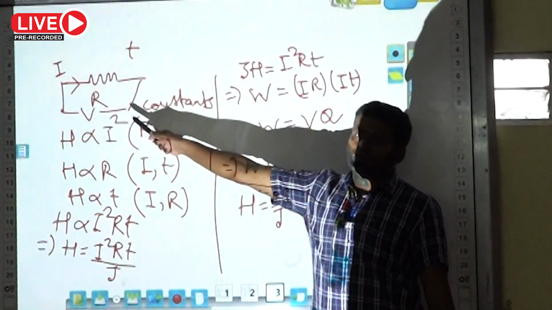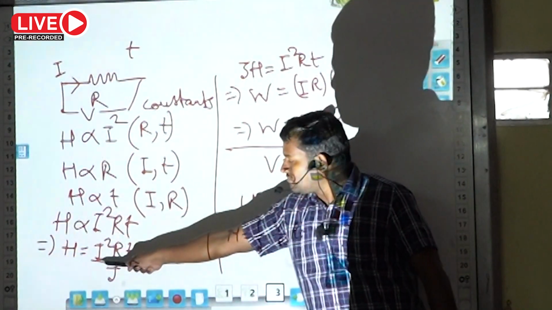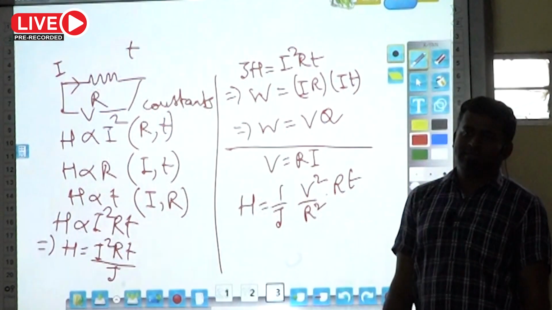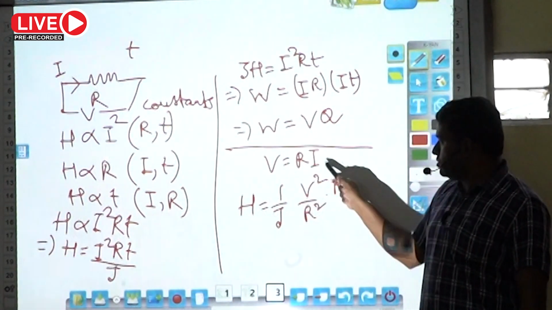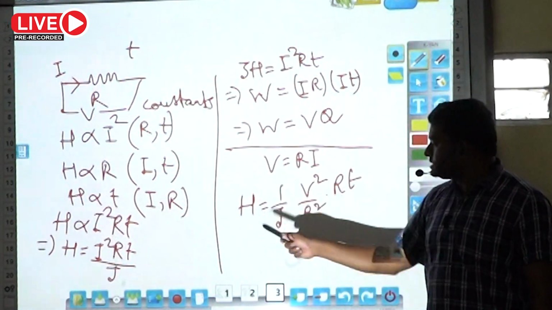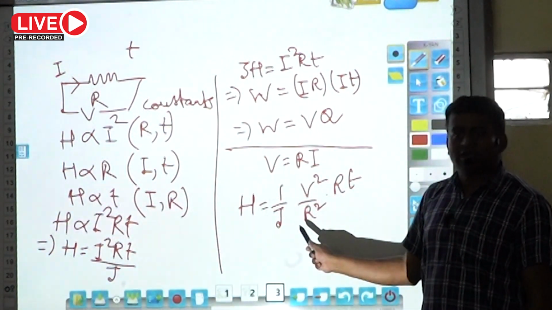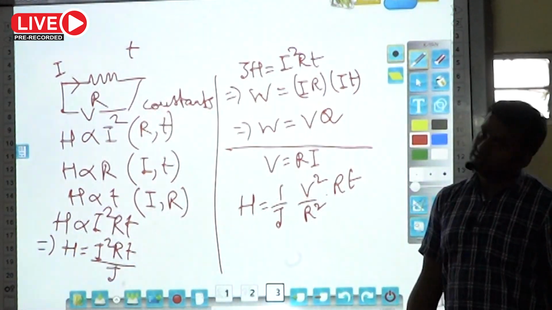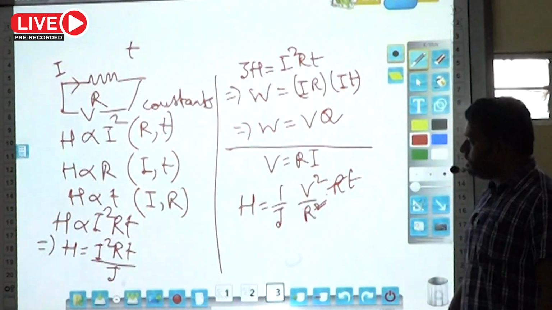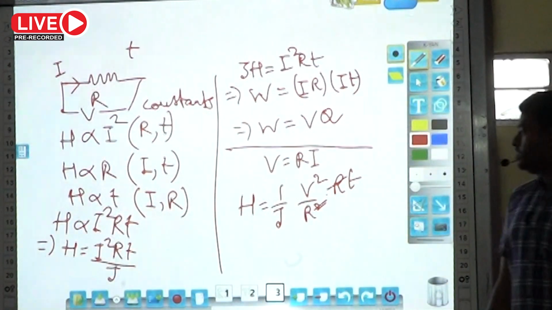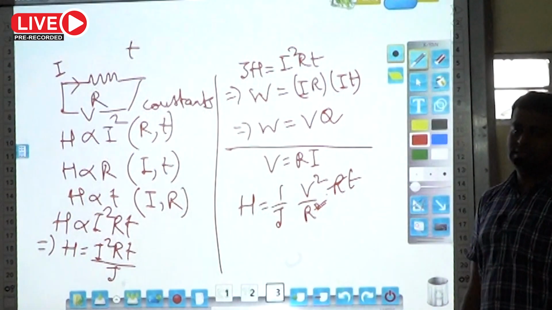In this circuit, Ohm's law is valid. So I can write V equal to Ri. Now in this equation, in place of I substitute V by R. Because from this Ohm's law I can write I equal to V by R. Just substitute it there. 1 by J is there. In place of I write V square by R square. There is one more R into T. Now cancel 1 R. And what you get? H equal to 1 by J into V square T by R, means V square T by JR we are getting.